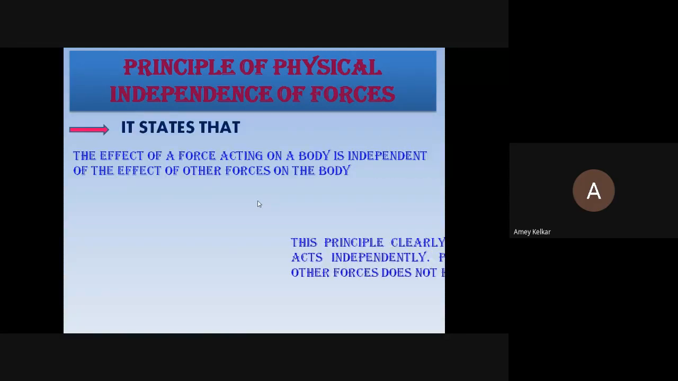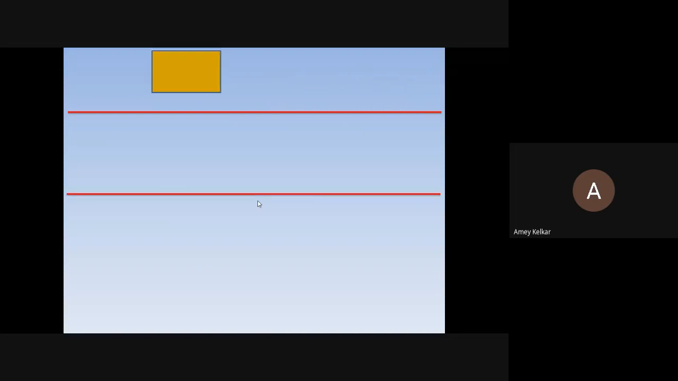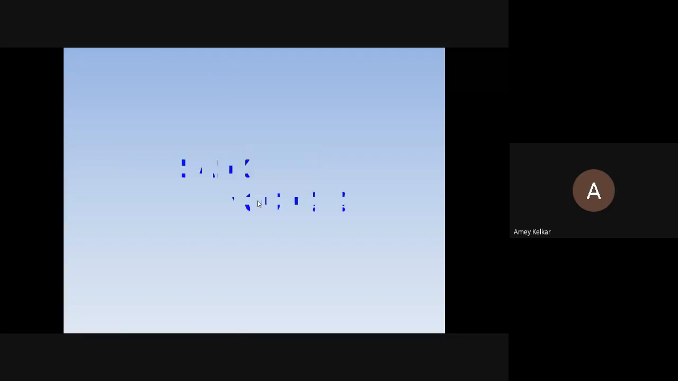It may do the desired work or not, that we don't know, but it will do its own part. So this was the example. 10, 20, 30 combined together was able to push the box outside. But when we applied a single force of 10, it was not able to push the box outside, but it did its own part of the job. This is the principle of physical independence of forces.